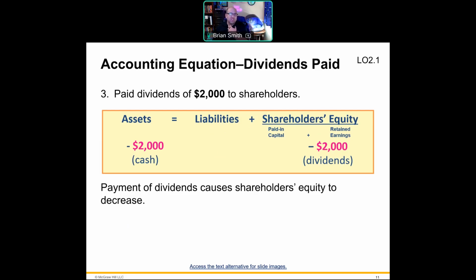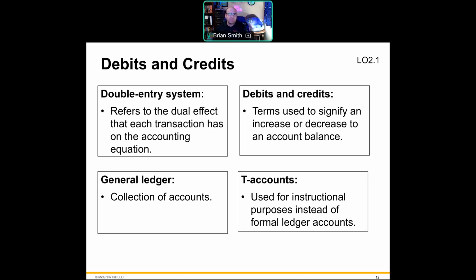Paid dividends, $2,000 to shareholders. We're going to subtract out our retained earnings and our asset of cash. Here's our debits and credits double entry system.